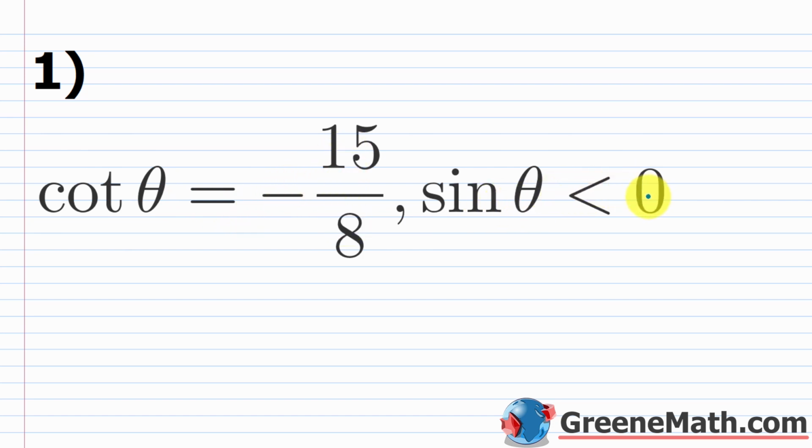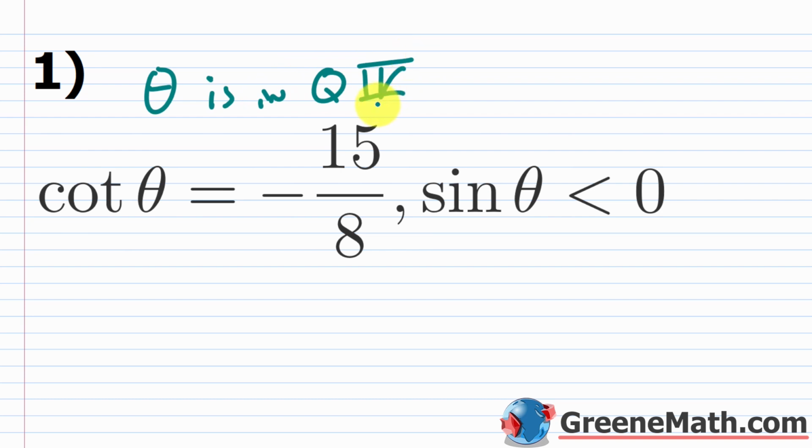So the first thing you'd want to do is figure out in what quadrant does theta lie. So just take these two pieces of information. The cotangent of theta is negative, and the sine of theta is also negative. So where's that going to happen? Well, cotangent is negative in quadrants 2 and 4, and sine is negative in quadrants 3 and 4. So the overlap would be quadrant 4. So let's go ahead and say that theta is in quadrant 4, just so we have that information in terms of the signs for all your trigonometric functions.